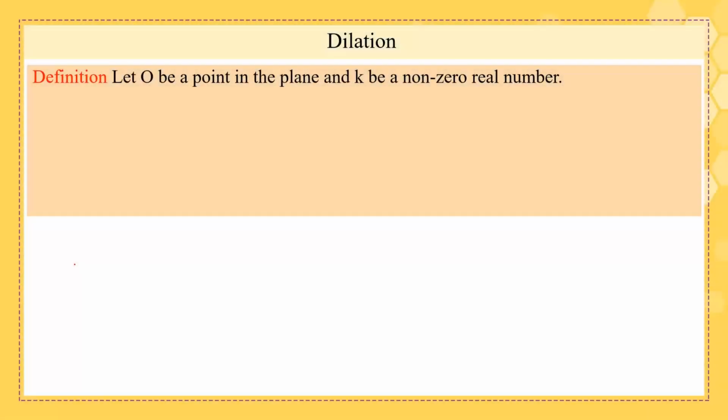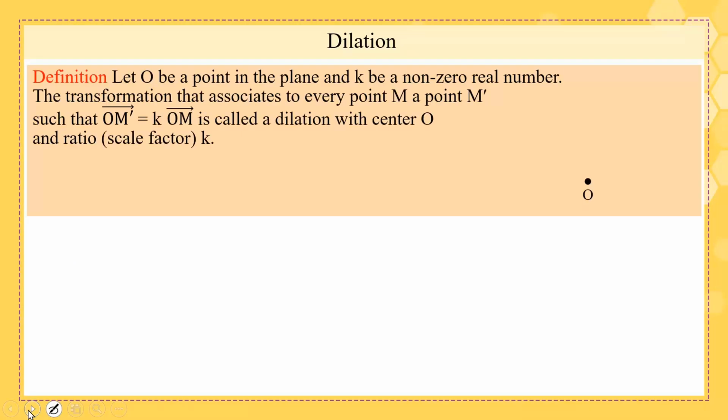Let O be a point in the plane and K be a non-zero real number. K is a number and O is a point in the plane. As we see here, the transformation that associates to every point M a point M prime such that OM prime equals K OM is called a dilation with center O and ratio, meaning scale factor, K.